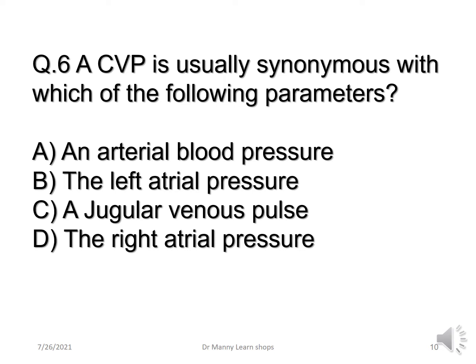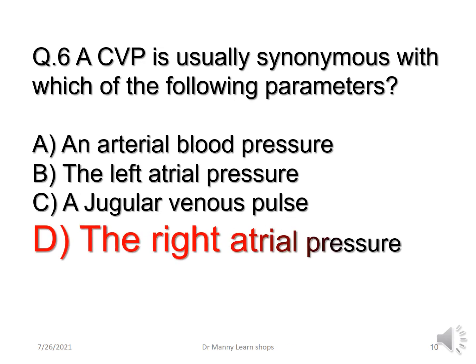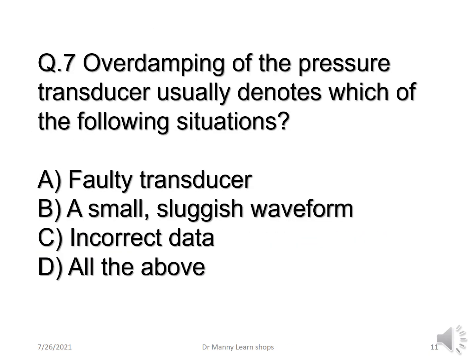Question 6. A CVP is usually synonymous with which of the following parameters? An arterial blood pressure, the left atrial pressure, a jugular venous pressure, or the right atrial pressure? The correct answer is the right atrial pressure. Question 7. Overdamping of the pressure transducer usually denotes which of the following situations? A, a faulty transducer, B, a small sluggish waveform, C, incorrect data, D, all of the above. The correct answer is all of the above.